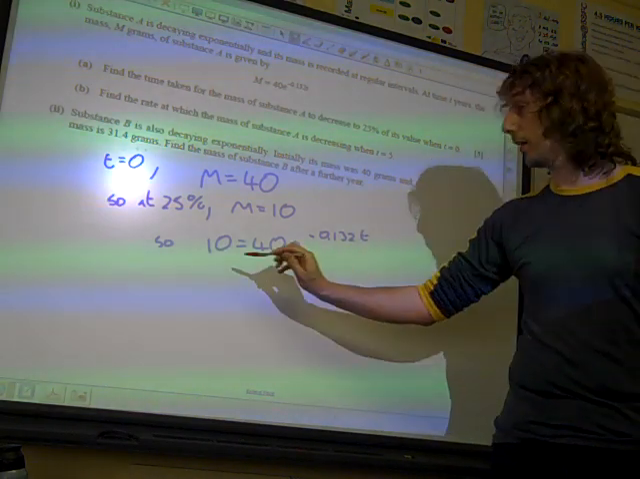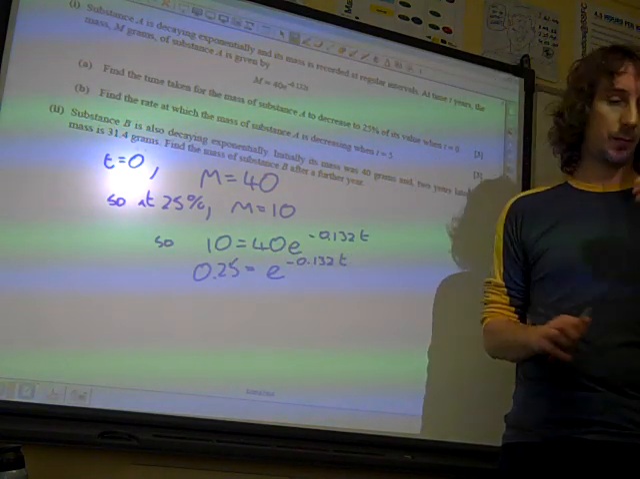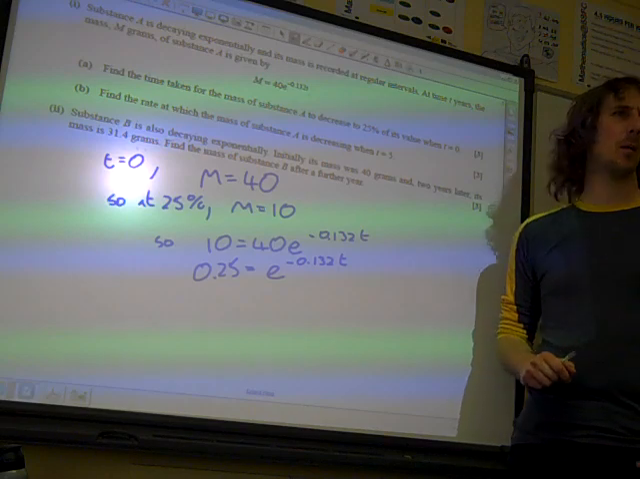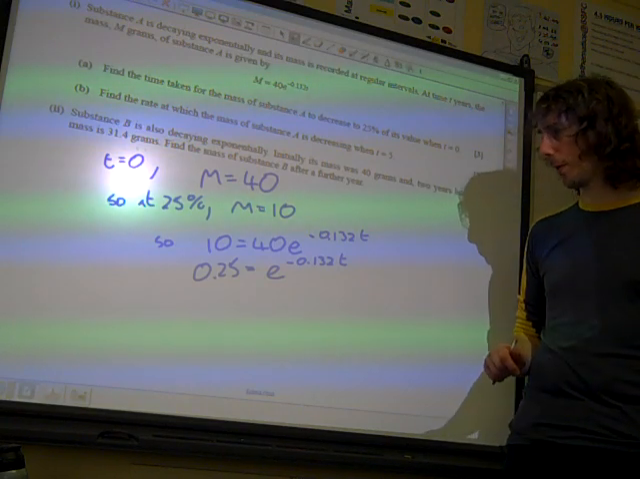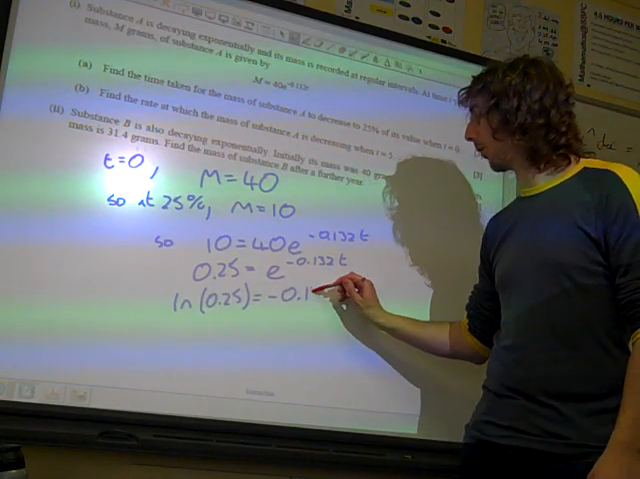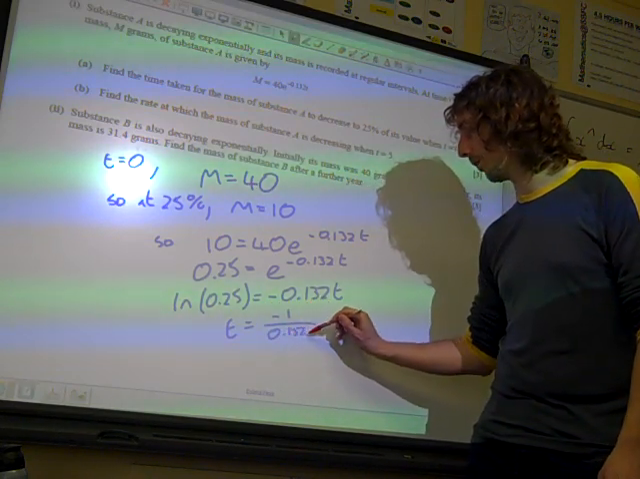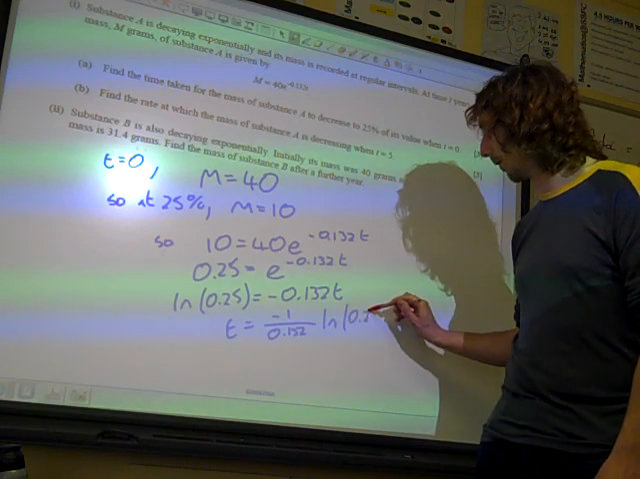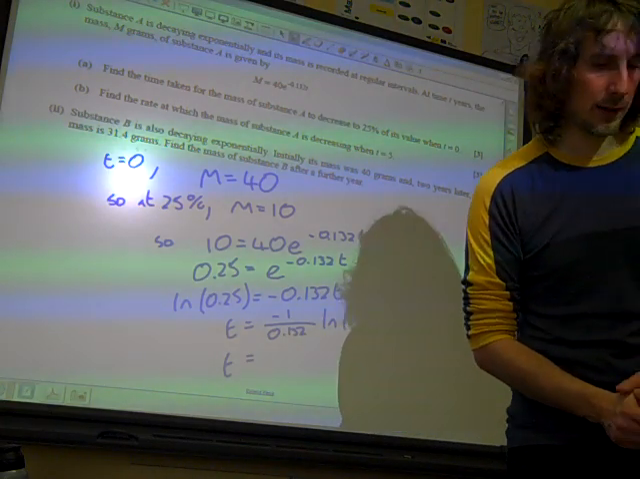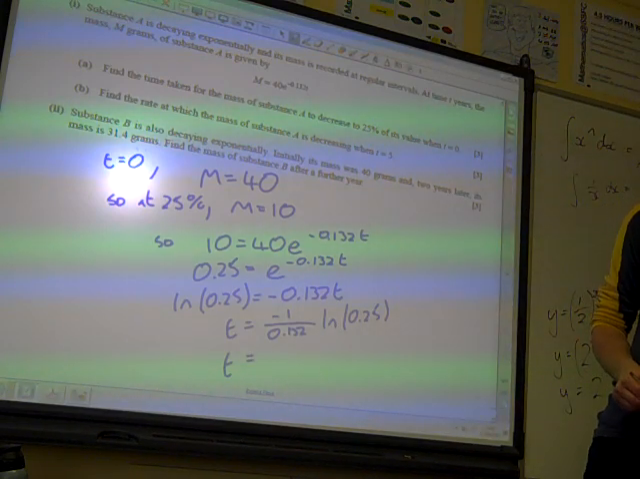Divide through by 40. 0.25 is e to the minus 0.132t. There we go. How do we rearrange this to get what t is? Take natural logs of both sides. So natural log of 0.25 is minus 0.132t. So t is minus 1 over 0.132 times the natural log of 0.25. It's just a calculator exercise. Put that into your calculator, and I believe you get about 10.5.